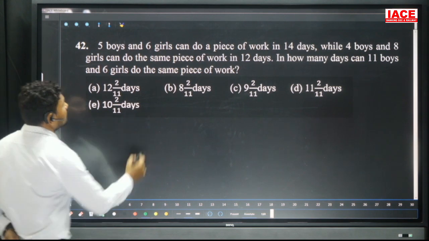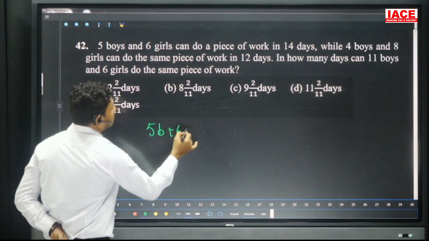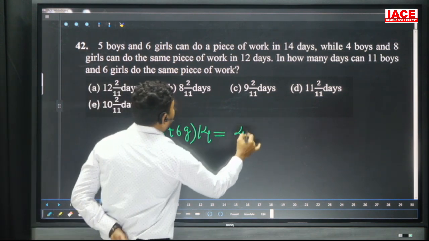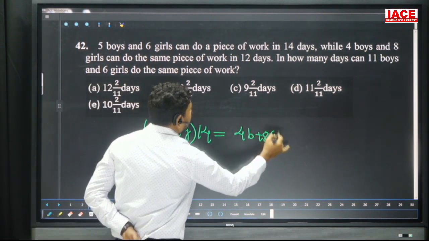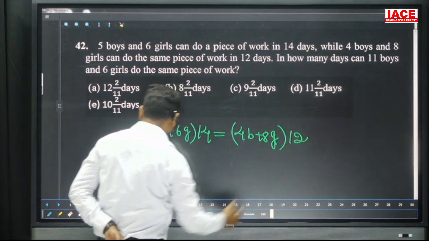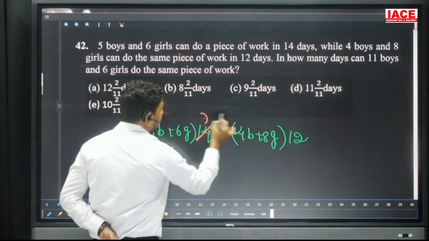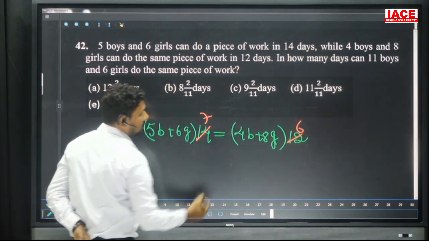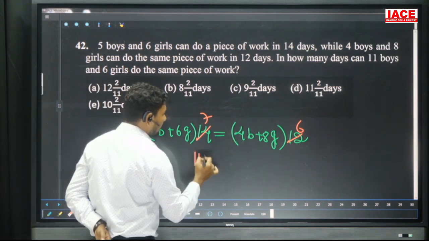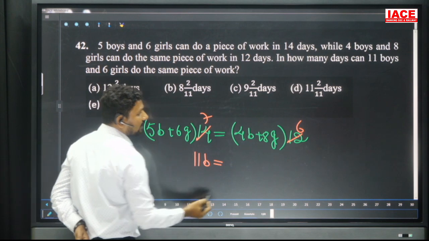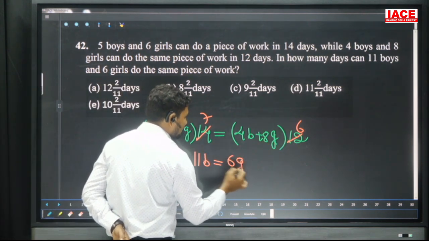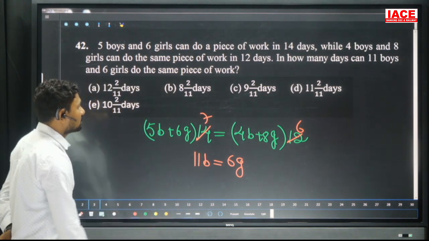Here, 5 boys and 6 girls can complete a work in how many days? 14 days. And next, 4 boys plus 8 girls can complete a work in how many days? Here 12 days. And we'll simplify here. 2 sevens are 14 and 2 sixes are 12. 6 fours are 24, 7 fives are 35. From 35, 24 will be removed. We'll get 11 boys. And 7 sixes are 42, 6 eights are 48. It is 48 to 42, the gap is 6 girls. That means 11 boys is equal to 6 girls. We can write 6 girls is equal to 11 boys.